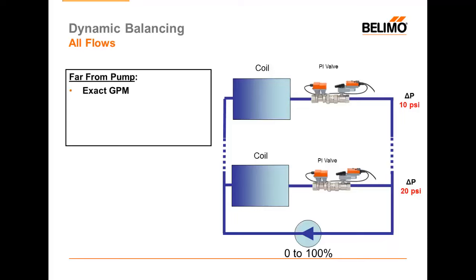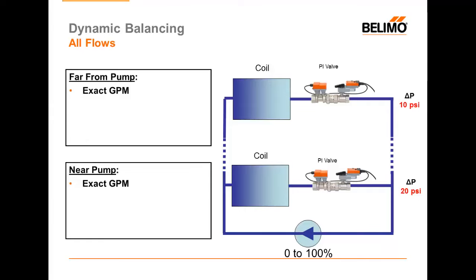In this case, far from the pump, I get the exact GPMs required for my coil. And close to the pump, I get the same exact GPMs required there as well. By dynamically balancing, it doesn't matter if I'm at low end of my pump range or full pump, or whether my valve's almost closed or all the way open, we're still going to stay at the exact prescribed flow rate, and therefore we'll have no fluctuations in our system due to balancing problems.